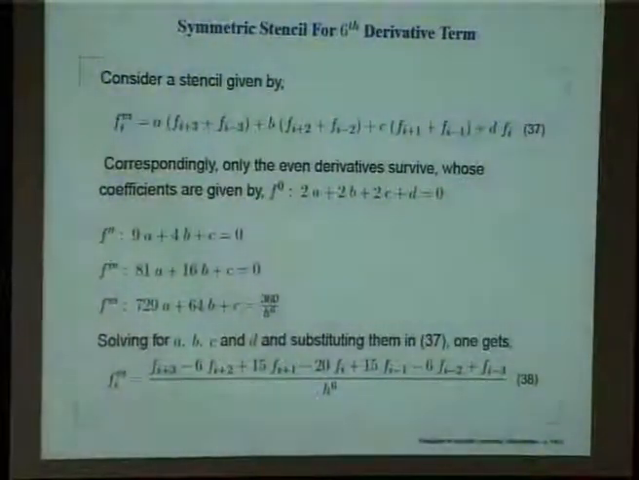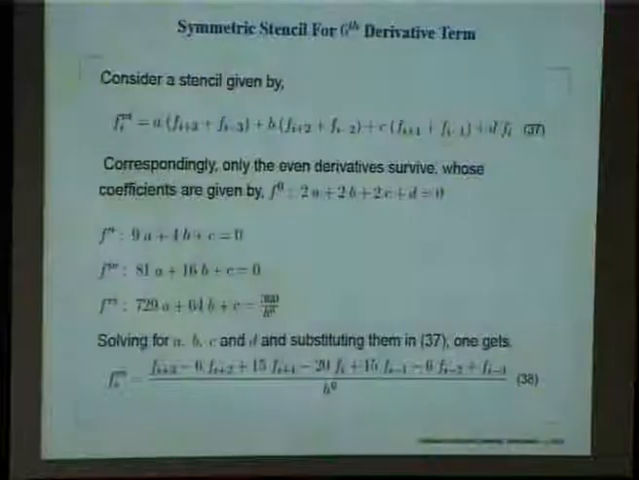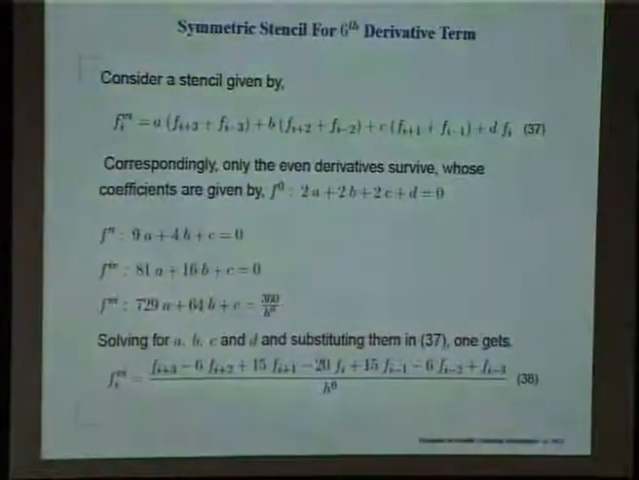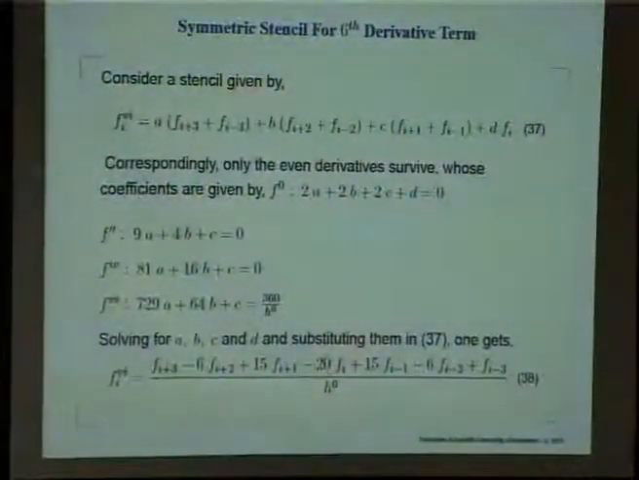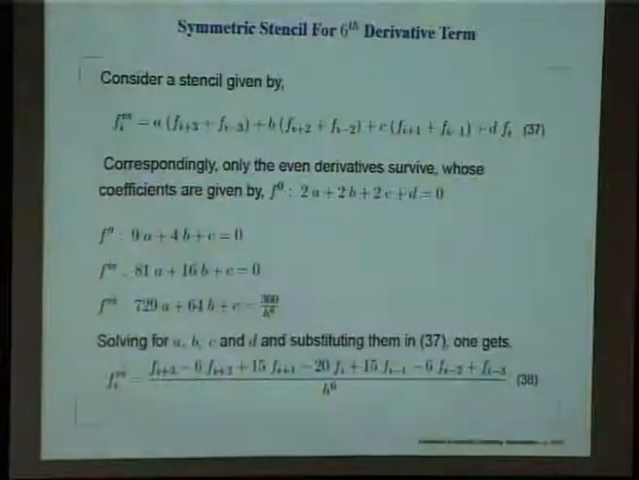So, we have 4 unknowns. So, we stop at 7, and we can solve for this a, b, c, d and plug it in there.